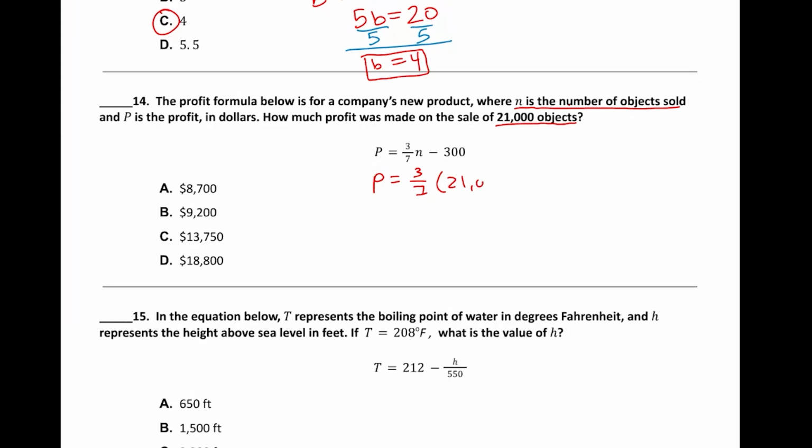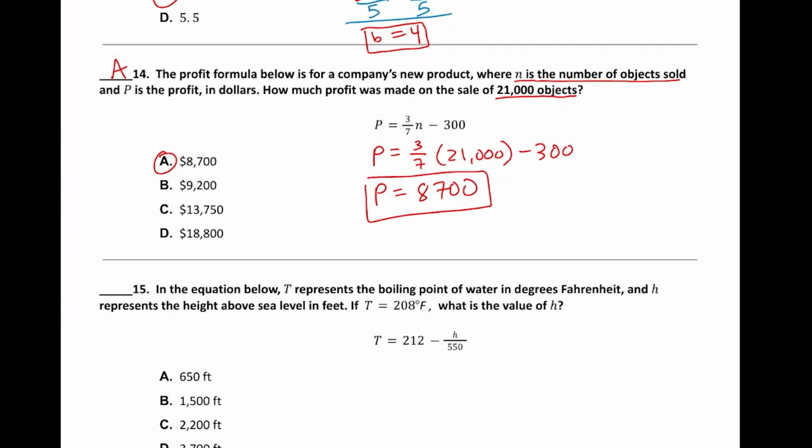Now you get a calculator, so this is definitely a problem that I would recommend using a calculator on. Hopefully your calculator has a little fraction button, but if not, you can just use division for that 3/7. So we've got 3/7 times 21,000, and I'm just typing it over to the side here, just like you would do it on your own, minus 300 is 8,700. There you go. Our answer is A.